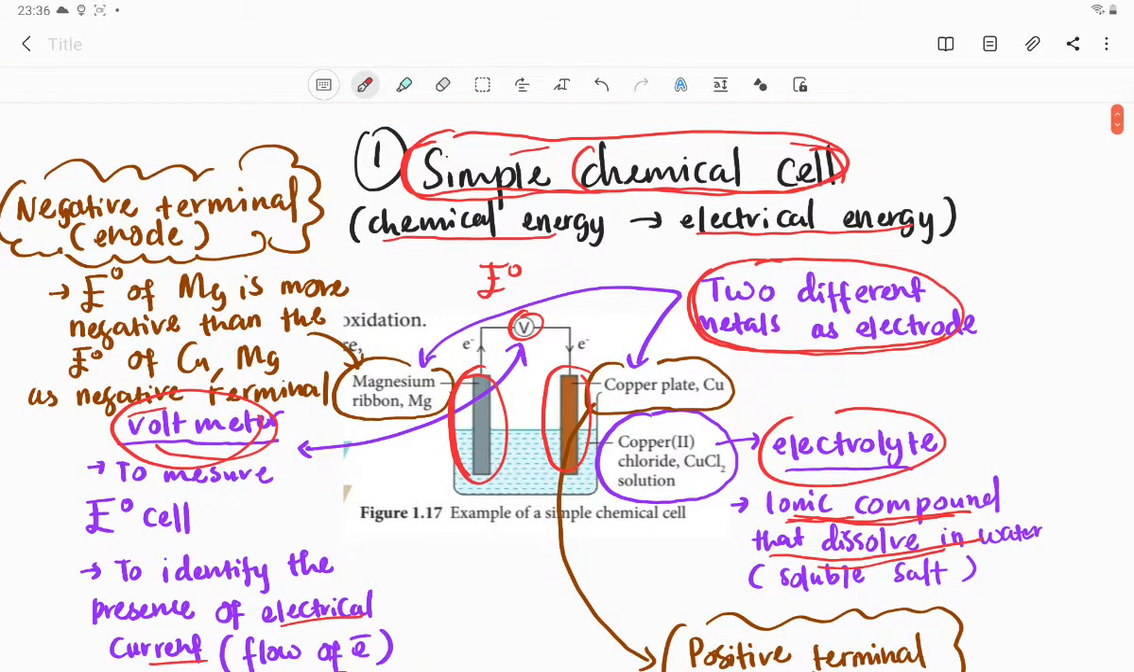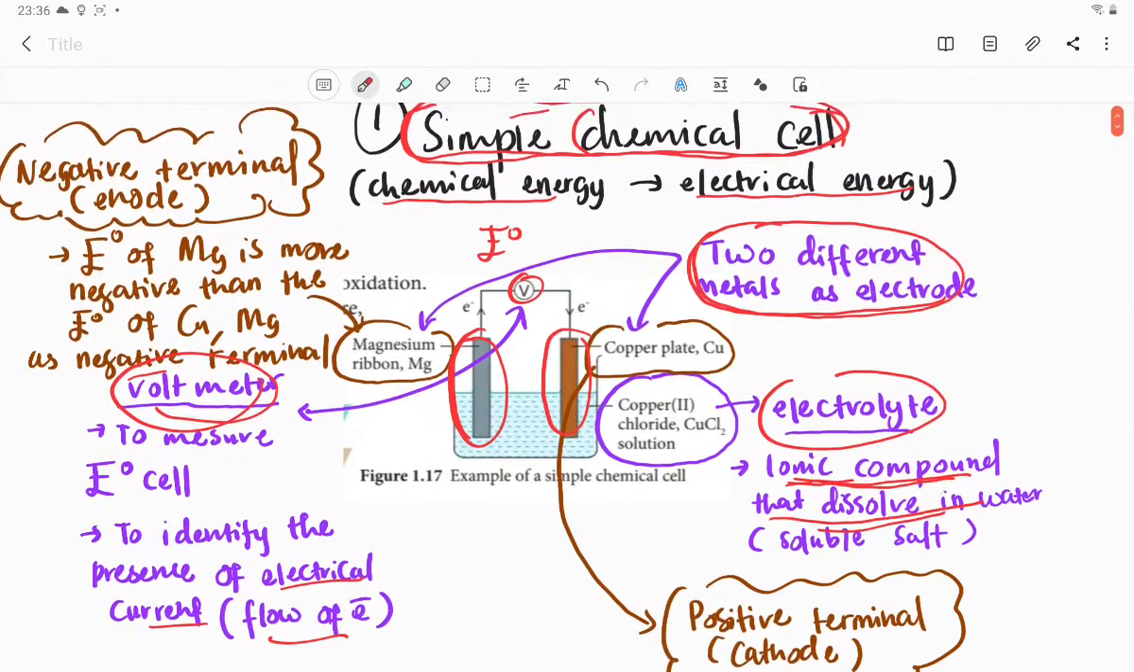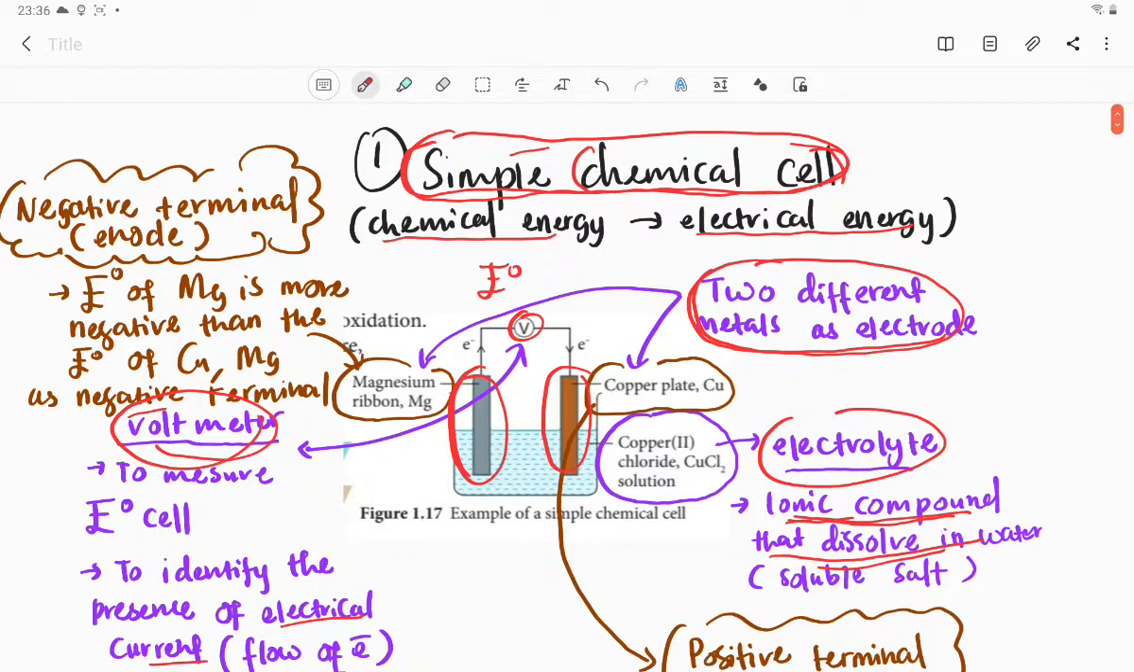untuk chemical cell, you need to know how to determine negative terminal and positive terminal of the cell. Okay, to determine the terminals of the chemical cell, you have to look at their E0 value, electrode potential value of the metals. So first, the E0 of magnesium is more negative than the E0 of copper.